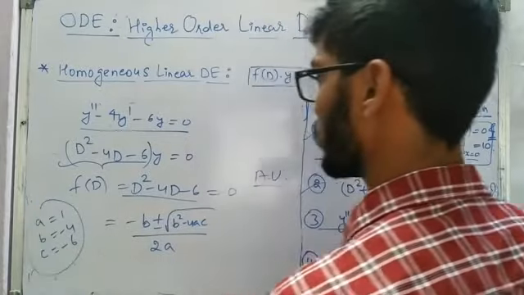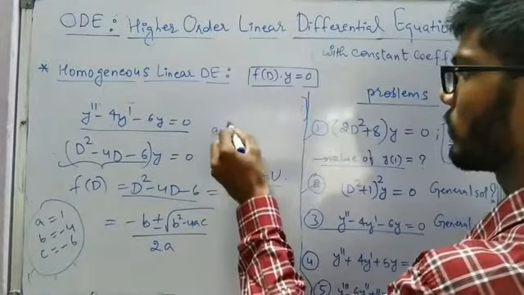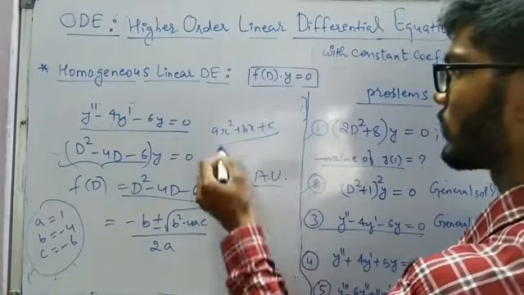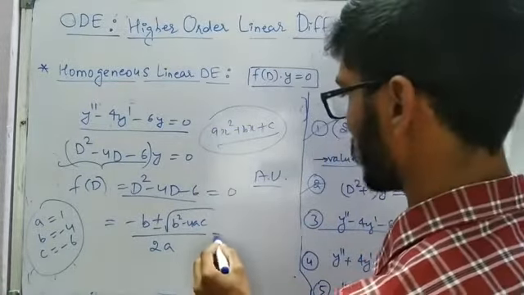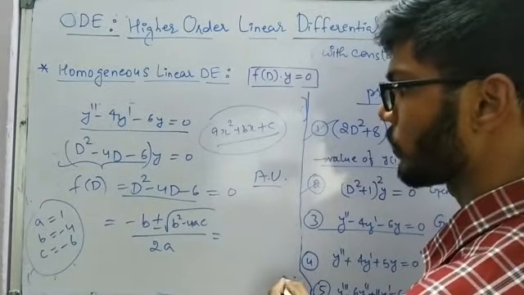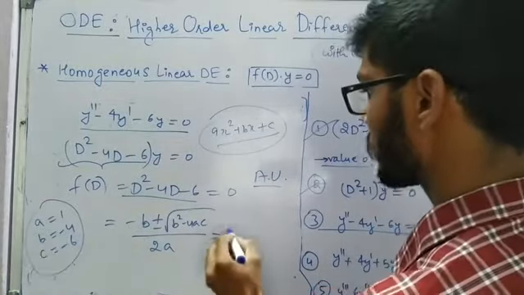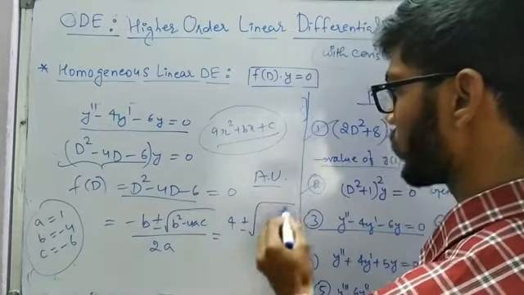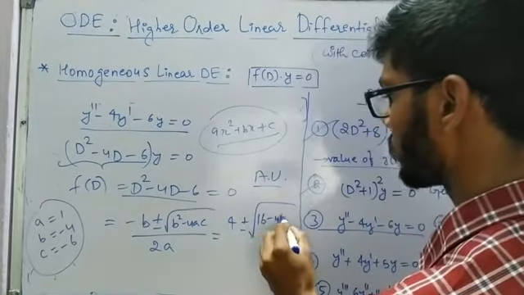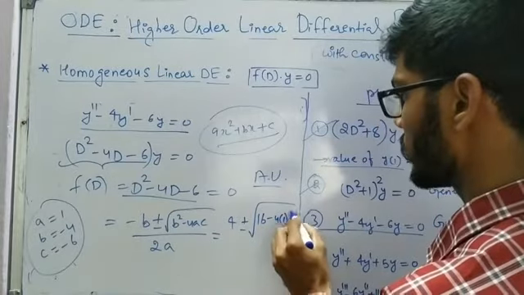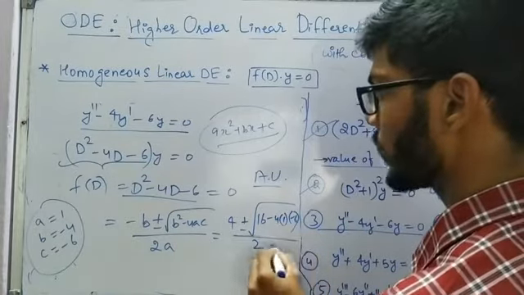By comparing it with ax square plus bx plus c, the solution of this particular quadratic equation is minus b plus minus under root b square minus 4ac upon 2a. So minus b, minus minus 4 is plus 4, plus minus under root b square, minus 4 square is 16, minus 4, a is 1 and c is minus 6, divided by 2a, which is 1.